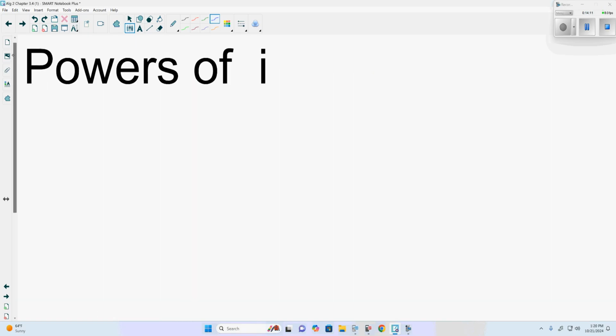Now, powers of i does have an interesting property when we look at the powers. We're multiplying it by itself. So we'll start off with i to the first. Well, we can just say by definition, i to the first is just square root of negative 1. That is i. Okay.